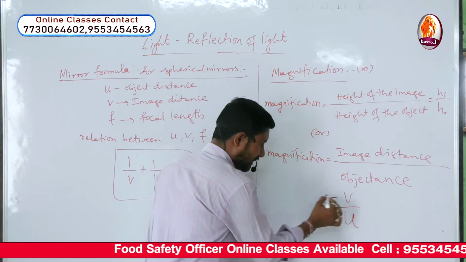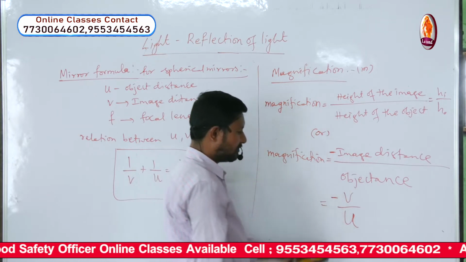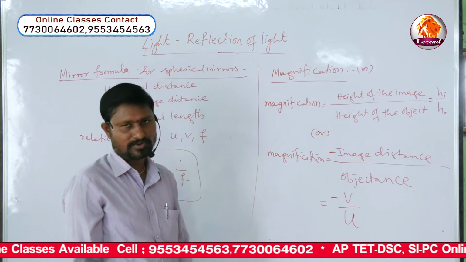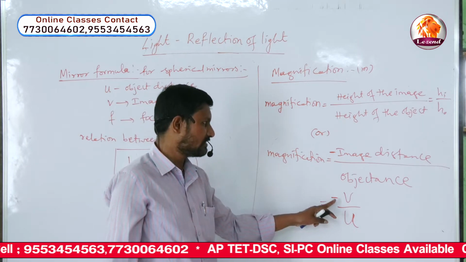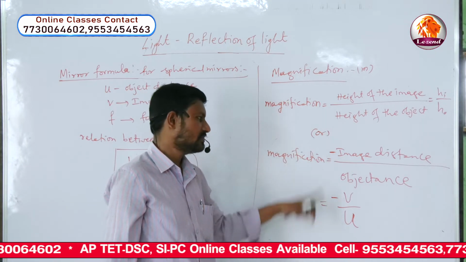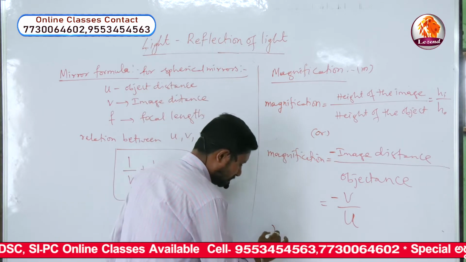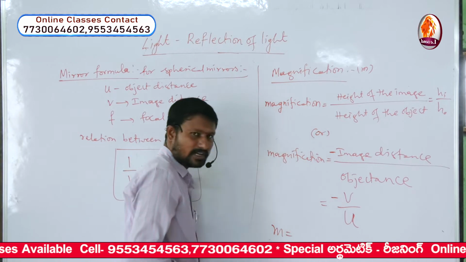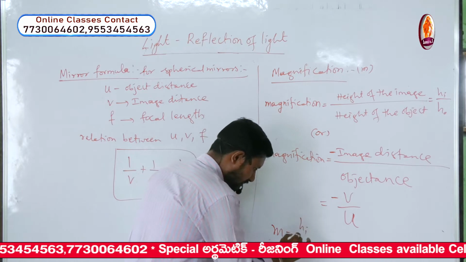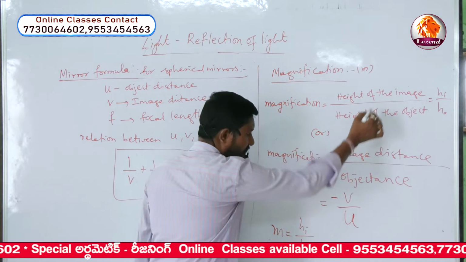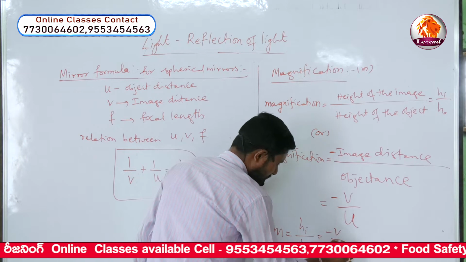And there is a minus symbol here. Now how do you get the minus? In the derivation part you will get it. When you apply the sign convention, you will get it in the formula. So we can write this formula precisely: M equals HI by HO, this is the first one, which is equal to minus V by U.